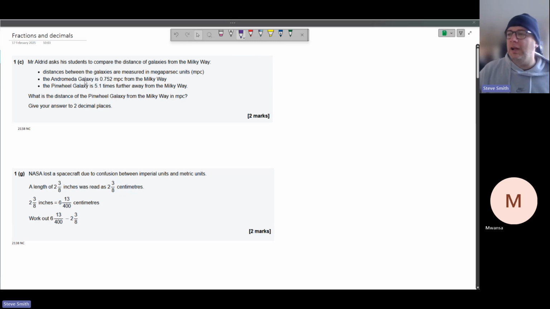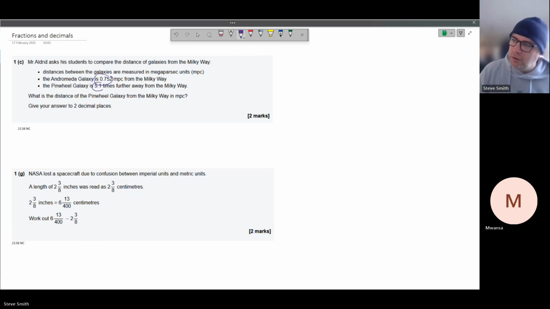But the Andromeda galaxy is 0.752 megaparsecs from the Milky Way, and the Pinwheel is 5.1 times further than the Milky Way. So what's this question asking us to do? It's asking us to look at that distance there and times it by 5.1, because that's 5.1 times further, and it's asking us to do it to 2 decimal places.